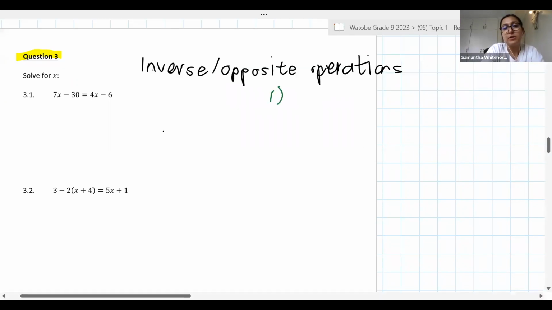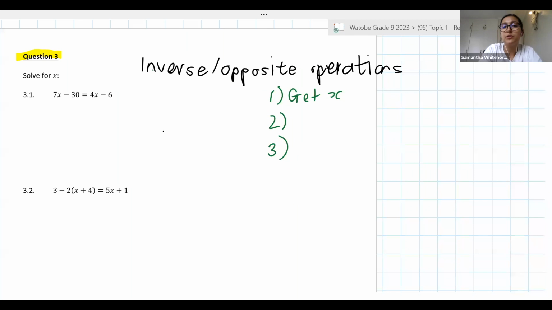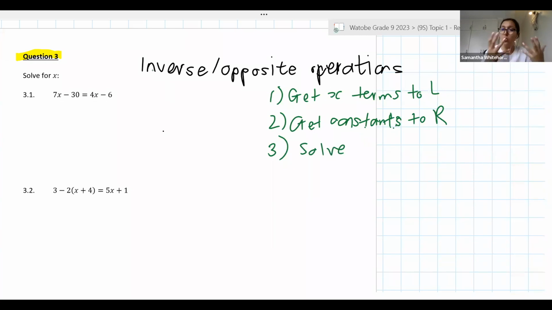Now, if we can follow these 3 basic steps, we can solve equations. Obviously, as equations get more complex, we need to add to these steps, but the basic gist is we want to get our x terms to the left. We want to get our constants, and remember those are terms that are just numbers, to the other side, which is to the right. And then we want to essentially solve for x. That is all done through using our inverse operations.